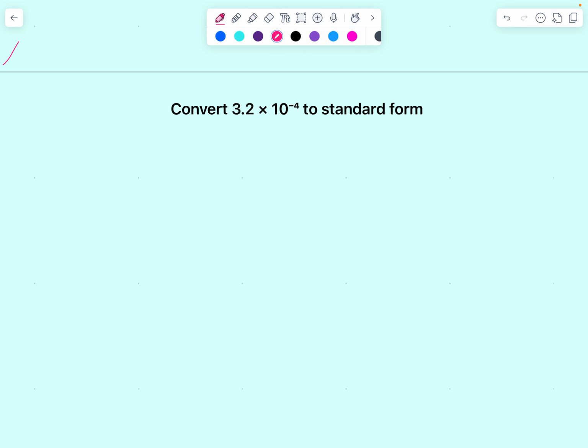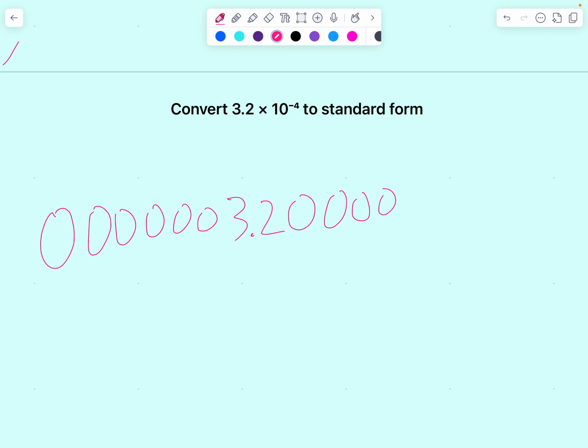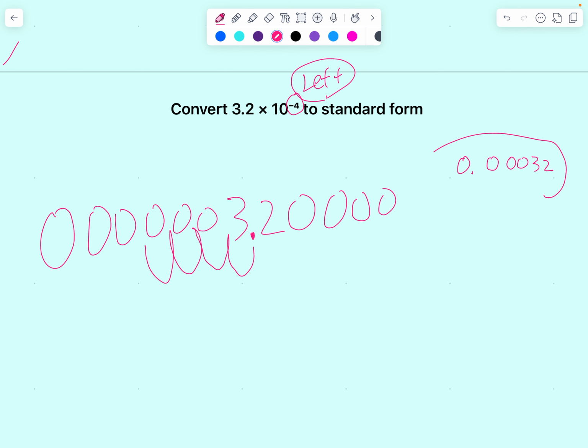So convert 3.2 times 10 to the negative 4th to standard form. Okay, so just add a bunch of invisible zeros, and you can add some in the front if you want to. So I have it raised to the negative 4th. When something's raised to the negative, would it be having the decimal point move to the left or right? To the left. Okay, so I'm going to move this decimal point to the left 1, 2, 3, 4 times, right? So I got 0.00032. That's that.